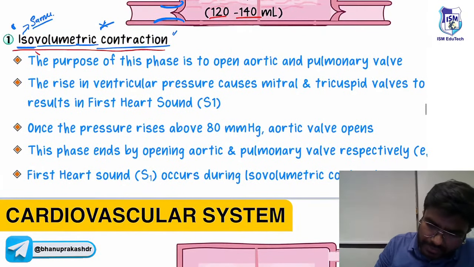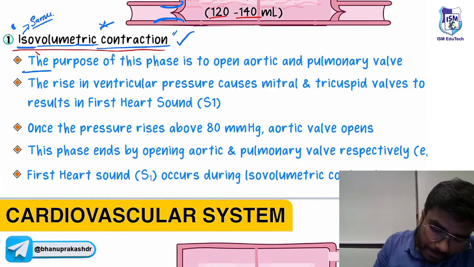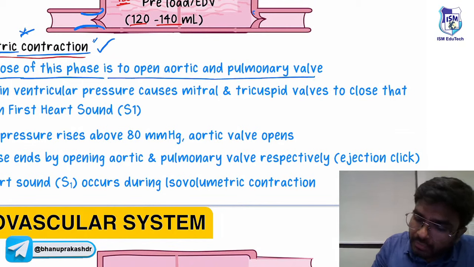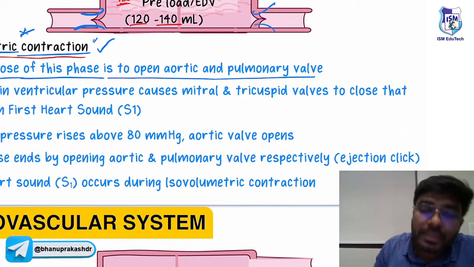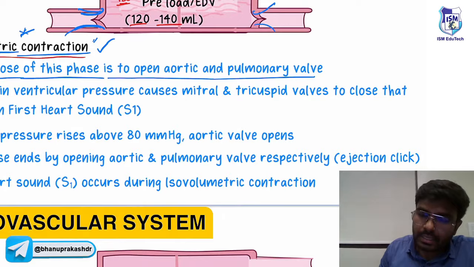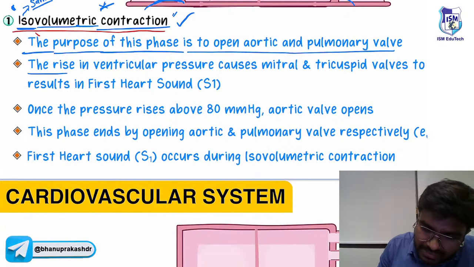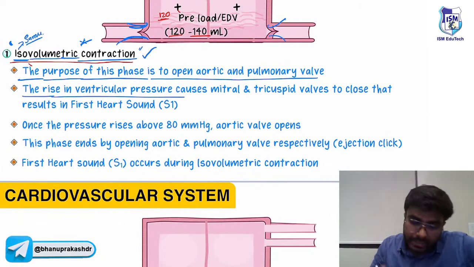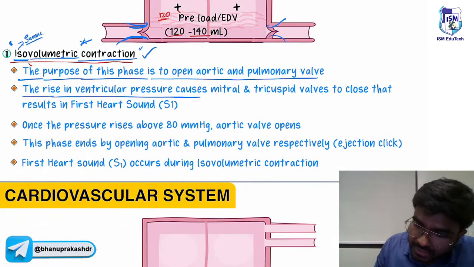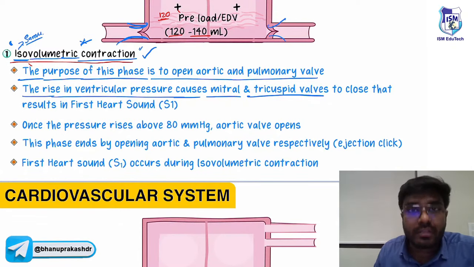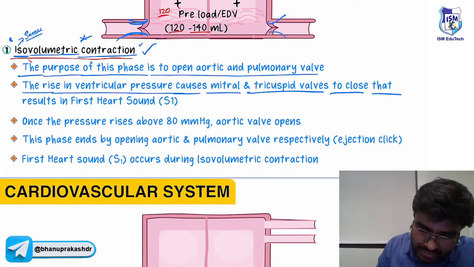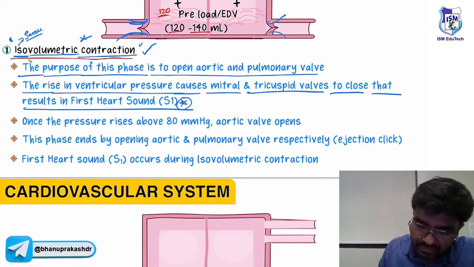What is the purpose of isovolumetric contraction? The purpose of this phase is to open the aortic and pulmonic valves. What is happening during this phase? The rise in ventricular pressure. The ventricle started to contract, and the rise in ventricular pressure causes the mitral and tricuspid valves to close. So that's causing which sound? The first heart sound, S1. Lub.